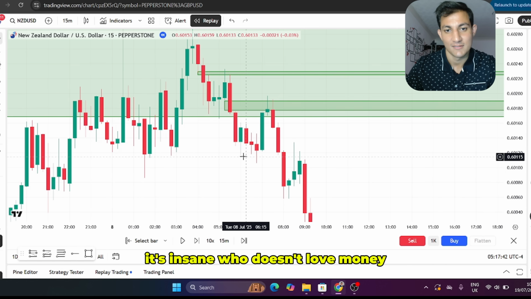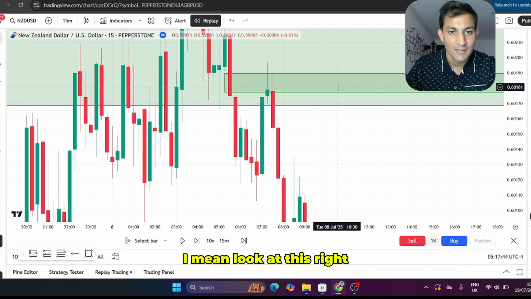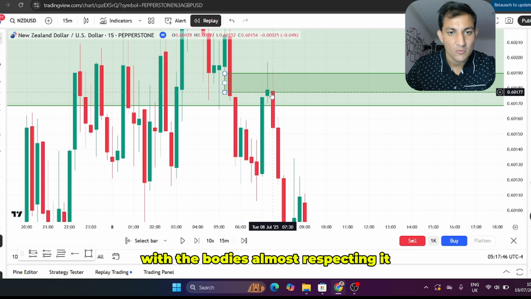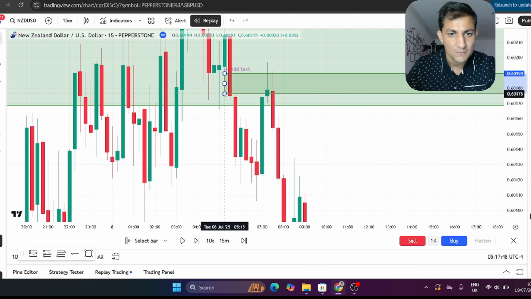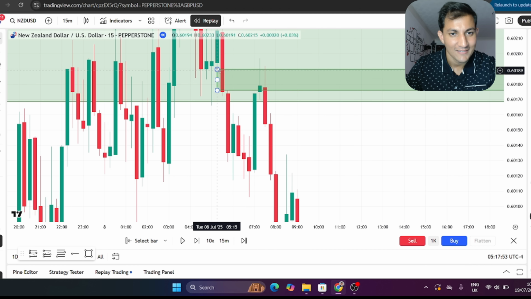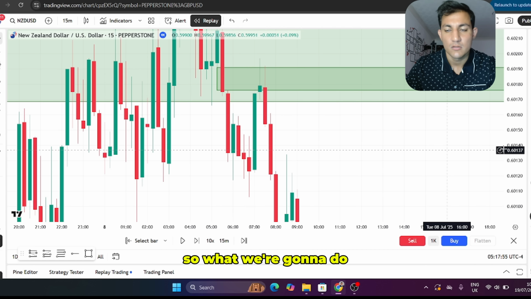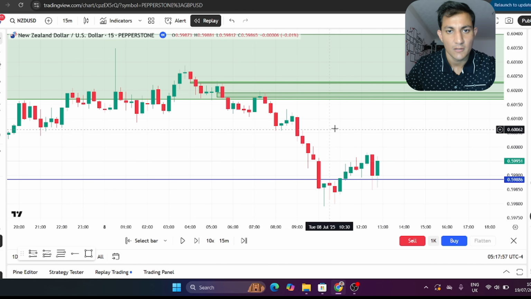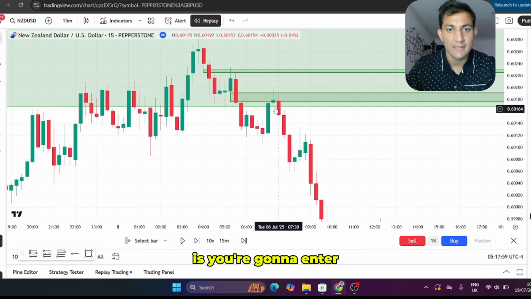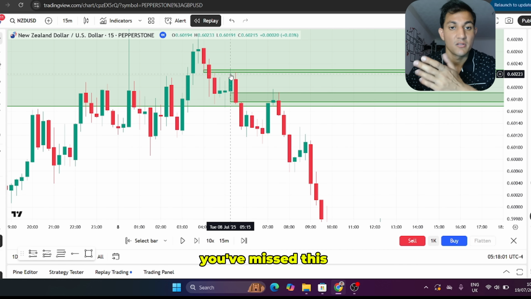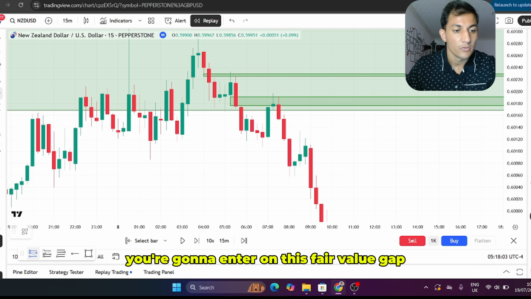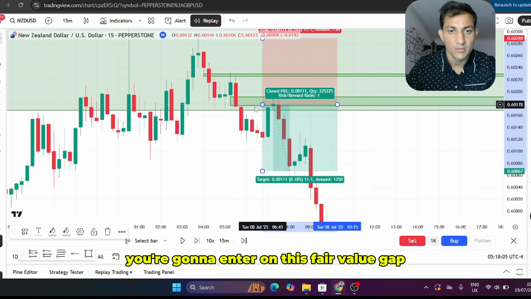It's insane. Who doesn't love money? I mean, look at this, how beautiful this is with the bodies almost respecting it. Let's just make this a bit bigger. It doesn't look as sexy now, does it? There we go. So let's move this out. Let's say you're a New York trader and you've missed this for whatever reason. You're going to enter on this fair value gap.